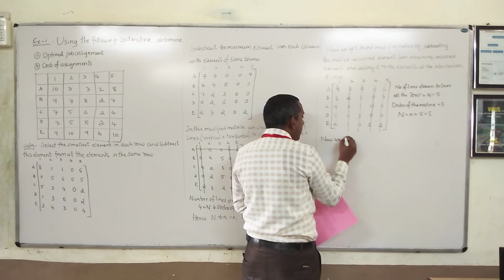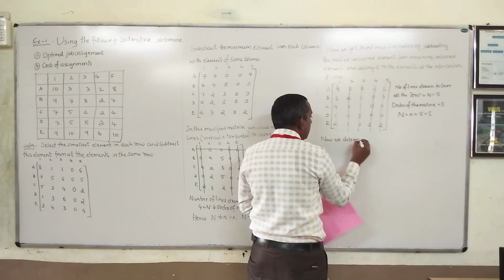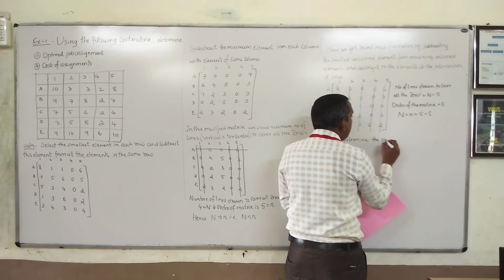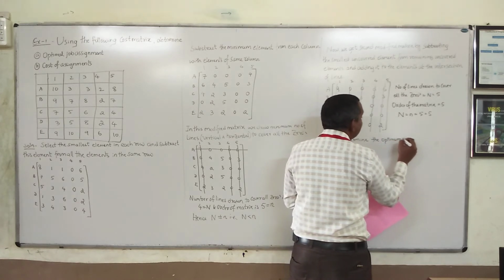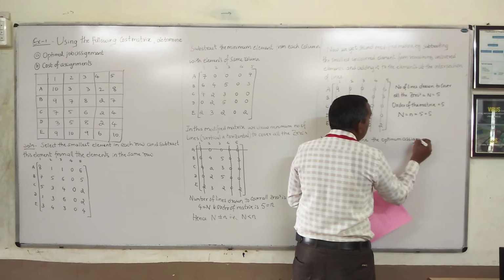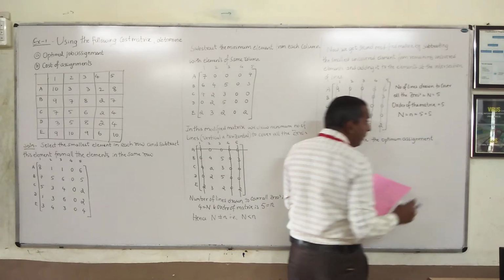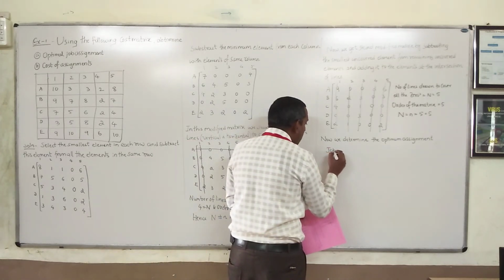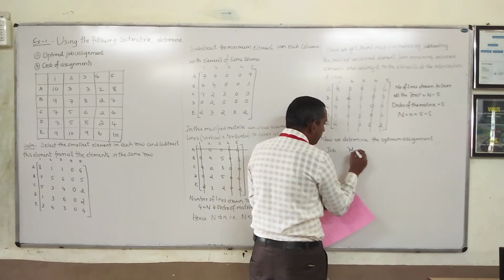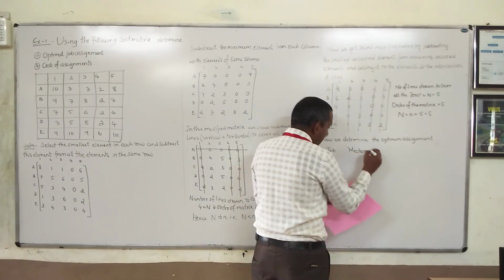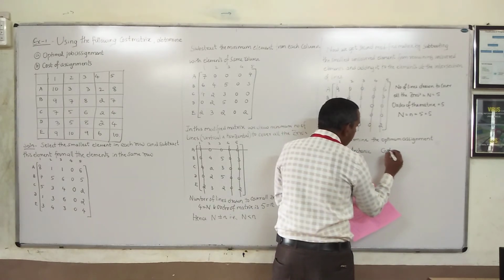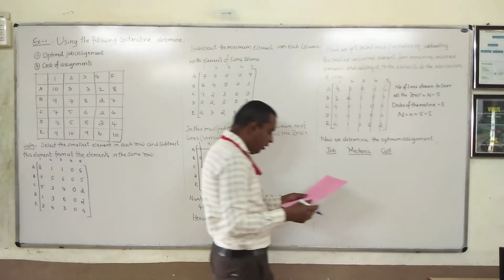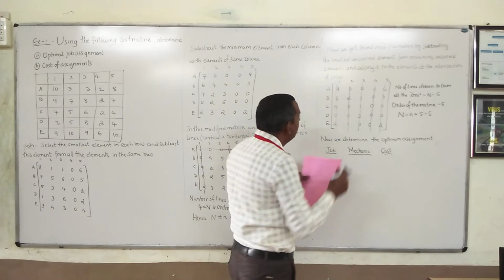Now we determine the optimum assignment. Here job followed by mechanic and followed by cost. So now what happens here? Check out how many zeros are here.